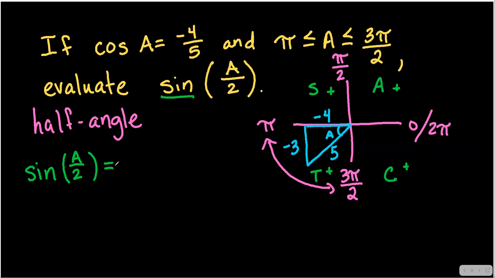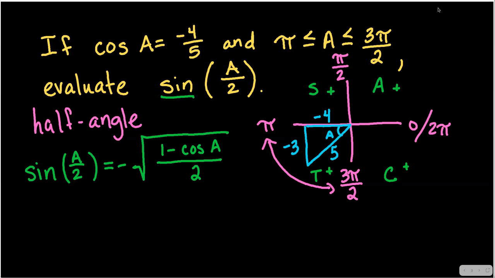So let's look at our half angle formula, which in this case is the square root of (1 minus cosine of A) over 2. That's the formula, and it's a plus or minus. I already told you that because of where this falls, this has to be a negative answer, so we're going to end up with just the minus version of this.